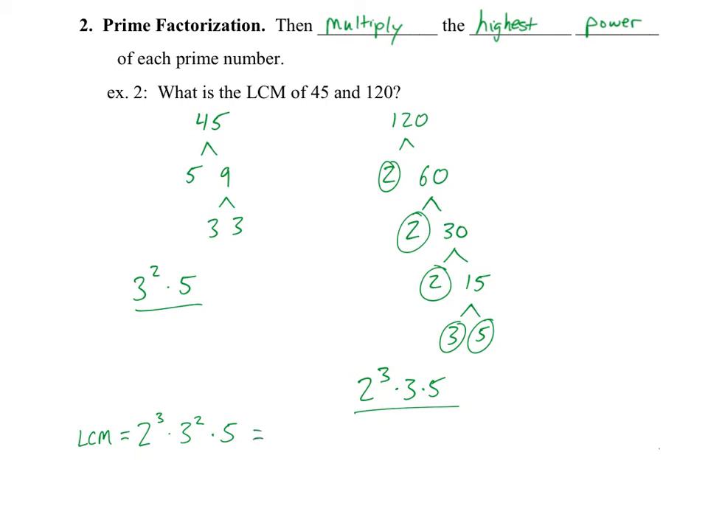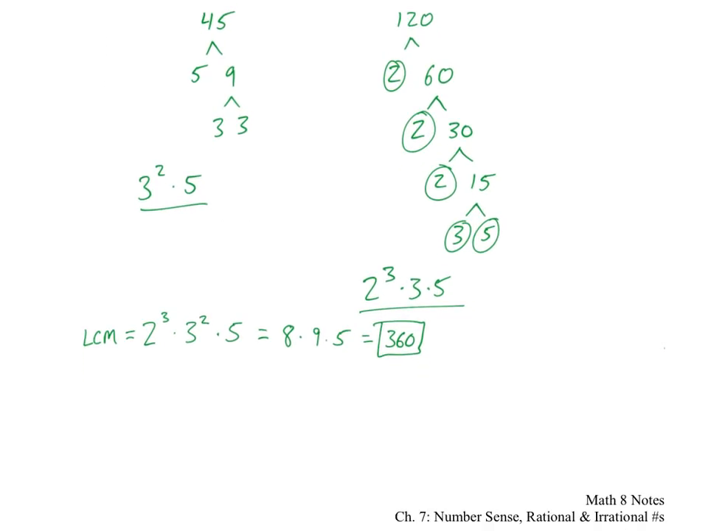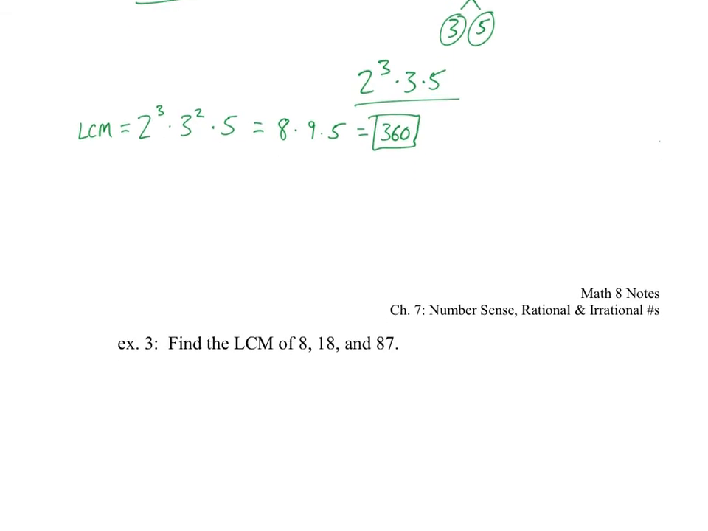All right, so a lot of you will probably just punch this in your calculator, 2 to the third times 3 squared times 5. You could punch it all in and hit equals, or you could do it by hand. So 8 times 9 times 5, so 72 times 5 or 8 times 45. Anyways, punch it in your calculator. It'll give you 360. So I think that's way cooler than having to list out all the different numbers, especially when you start getting like 3 numbers you want the least common multiple of, like this one.